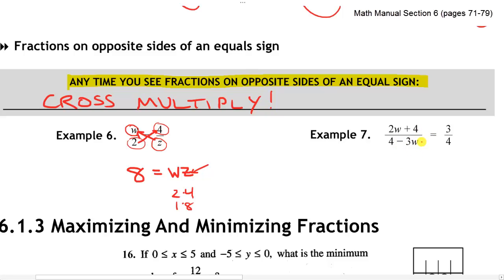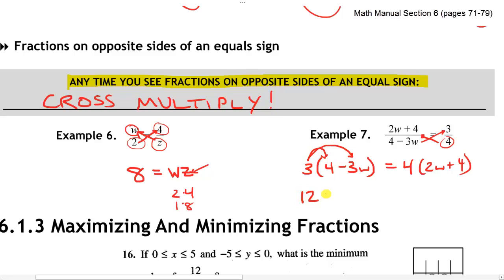Same thing over here. We're going to do denominator on the left times numerator on the right. Remember that we need to make sure that we distribute properly here, so I'm actually going to write this out in a couple of different steps. Denominator on the right times numerator on the left is going to be 4 times 2w plus 4. I'm actually going to draw my little distribution lines so that I make sure I don't make any careless mistakes here. So this is going to be 12 minus 9w equals, and I'm going to do the same thing over here, that 4 times that 2w, that 4 times that positive 4. So this is going to be 8w plus 16. And then I'm just going to clean this up a little bit.